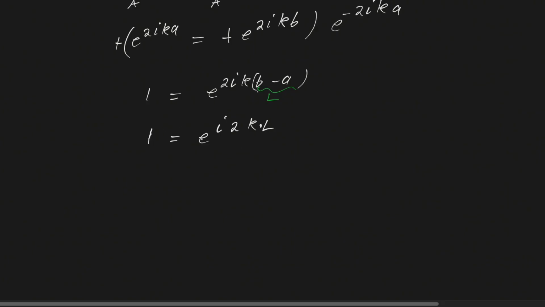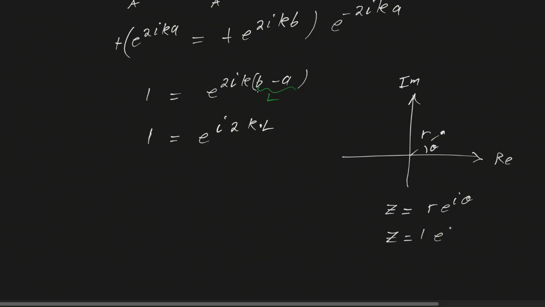Now, this is a complex exponential. So if we observe the complex plane, this is the real axis, this is the imaginary axis, and this is some complex number. It has some angle, which is some phase, and some magnitude r. Remember that any complex number can be written in the form r exponential i theta. In our case, the magnitude is 1 and the theta is 2kL. Exponential i 2kL equals 1.